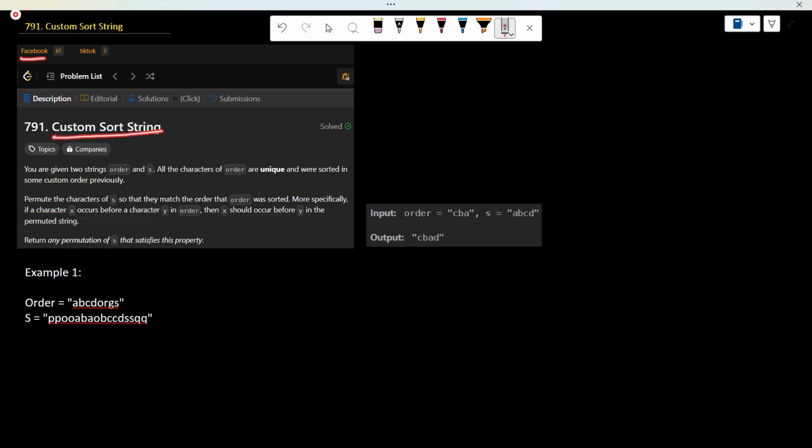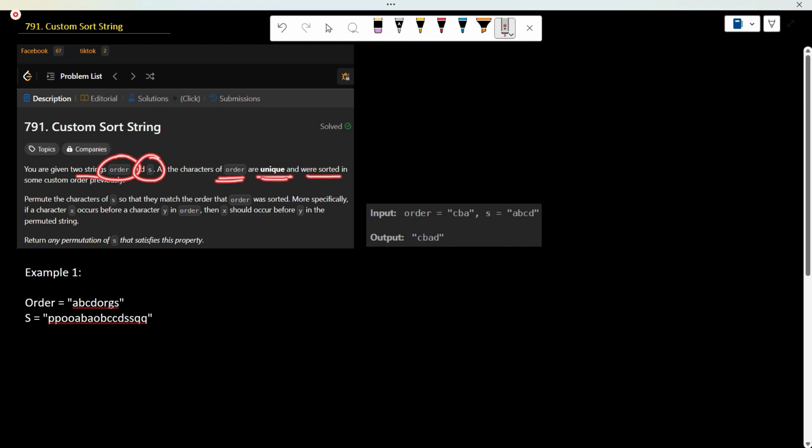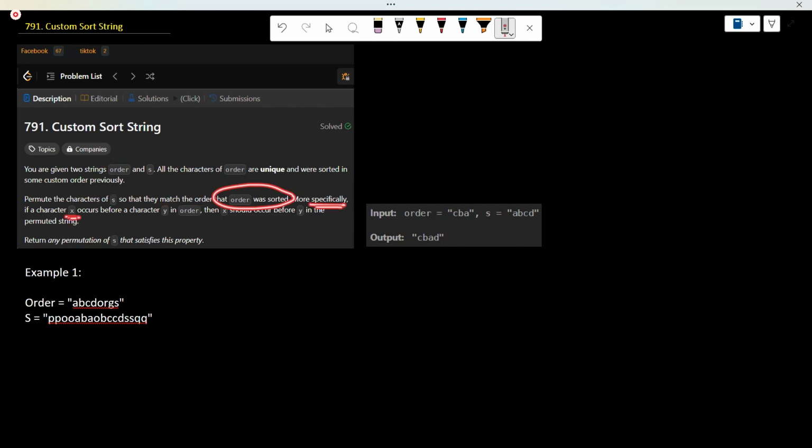This question has been asked in previous interviews of Facebook and TikTok. Let's read the question. You are given two strings, order and s. All the characters of order are unique and were sorted in some custom order previously. What we have to do is permute the characters of s so that they match the order that order was sorted. More specifically, if a character X occurs before a character Y in the string order, then X should occur before Y in the permuted string also. And we have to return any permutation of s that satisfies this property.